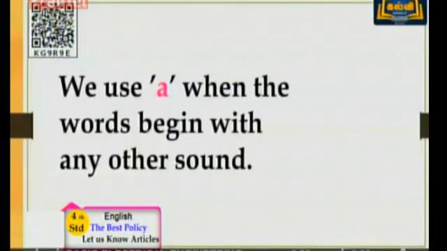Okay. Next. Coming to the usage of the article A. In which place or where we should use the article A? We use A when the word begins with any other sound except A, E, I, O and U. அது தவிர மற்ற வேற soundsல தொடங்கக்கூடிய wordsக்கு முன்னாடி you should use A. Is it clear for you? Come, we have to see some examples, then you may be very clear about it.